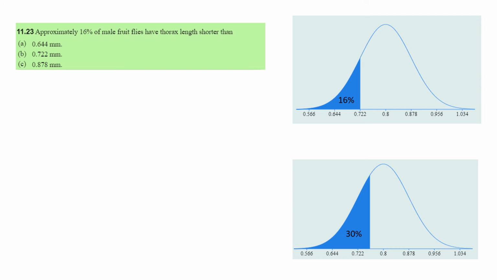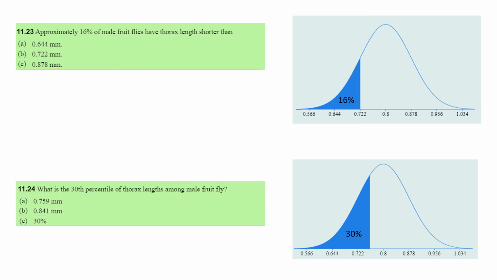Now, approximately 16% of male fruit flies are shorter than what? So I have to find the z value such that the area to the left is 16%. The same way, we can find the z-score by making use of the table. For area to the left 0.16, you can get the value for z, and then you can calculate the value for x. The same way, for the area lying to the left being 30%, you can find the corresponding value of z. Then you can make use of the formula to get the x value.